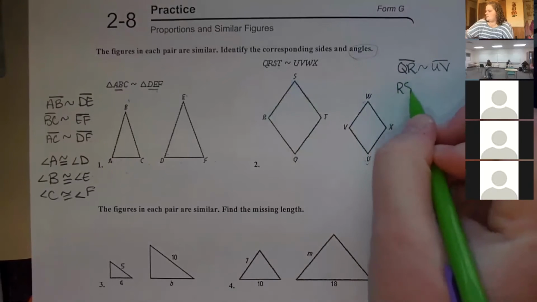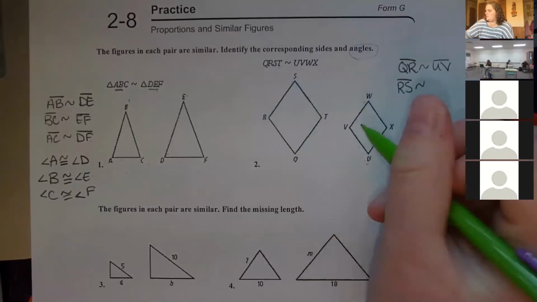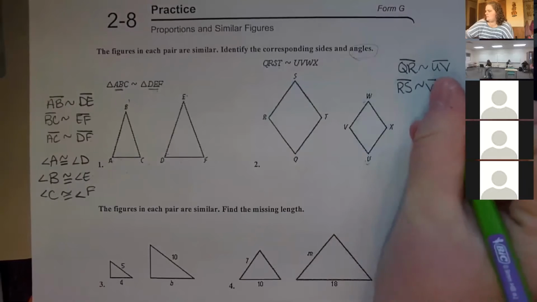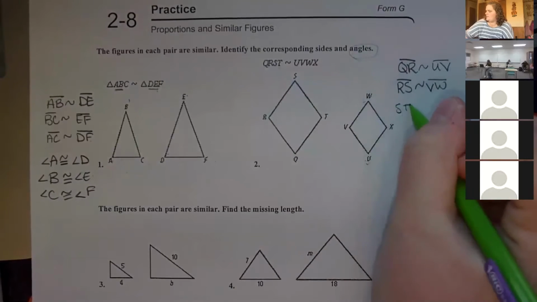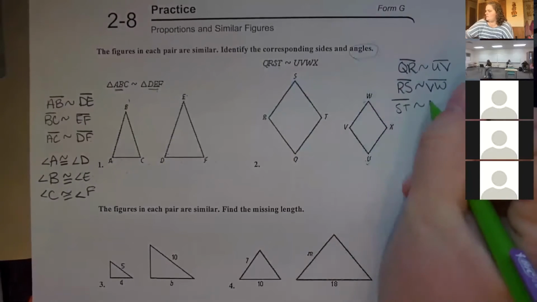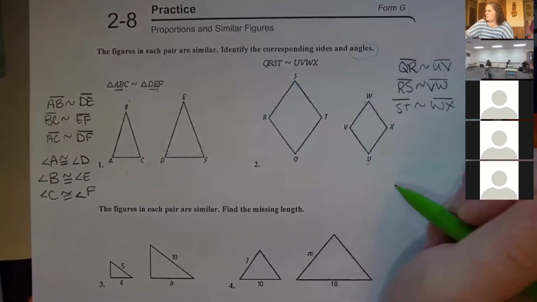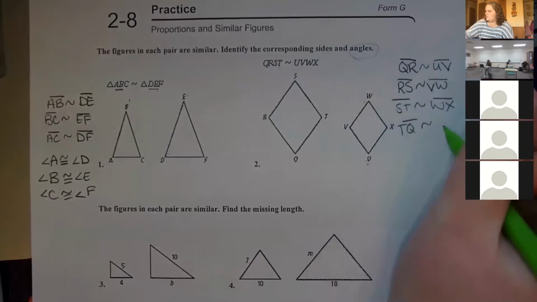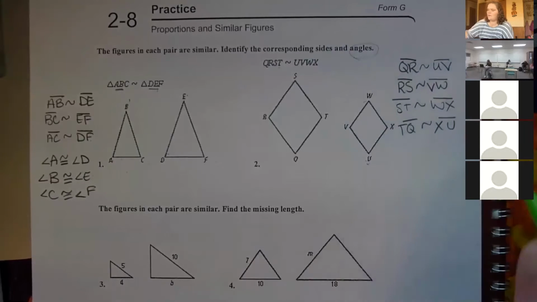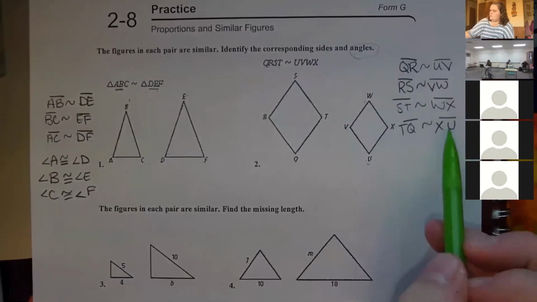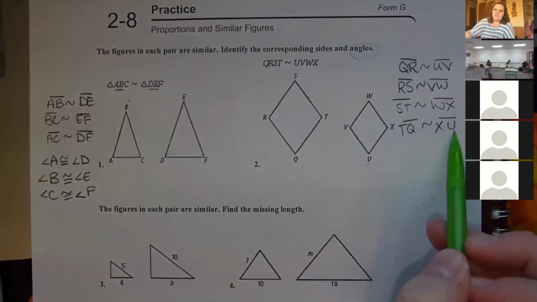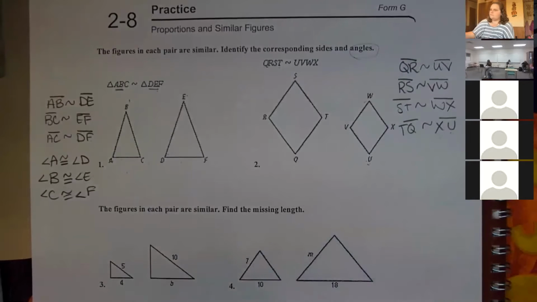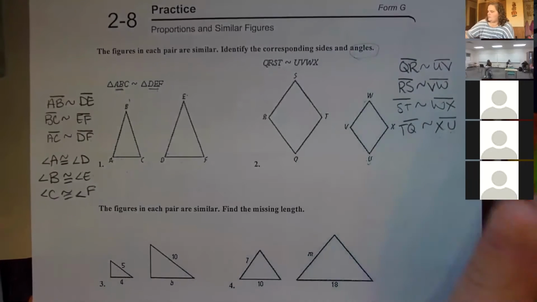RS is going to be similar to VW. ST is going to be similar to WX. And TQ is going to be similar to XU or UX. Okay, a good point to bring out is you can write these either way. You can do XU or you can do UX. It means the same thing. That takes care of my sides. Now we're going to take care of my angles.